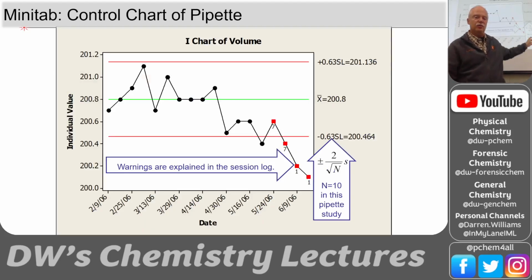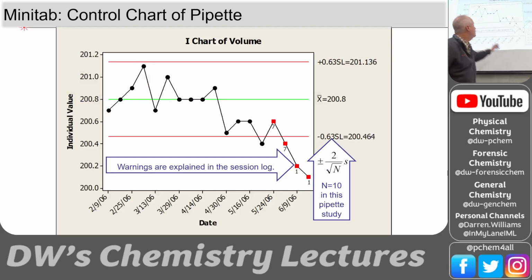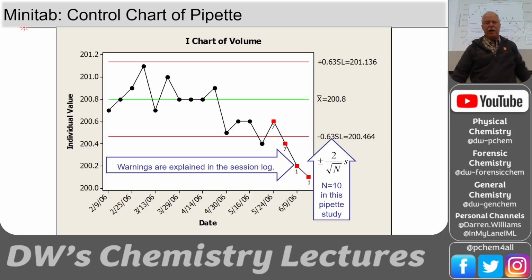Okay, so here's those rules. Look at point 7: it's not outside the red line, but it's showing that it's out of control. So we can go into the session log and see. Here it says test number 1 was outside the limit, but for point 7, test 2 flagged 15 points within 1 standard deviation of the center line. And see, it's looking for you. So you don't have to count. This is apparently the center line, and 1, 2, 3, 4, 5, 6, 7, 8, 9, 10, 11, 12, you get to 14, and then that's the 15th one, and it flagged it. Okay.